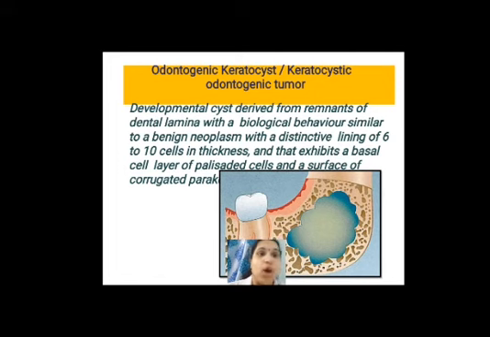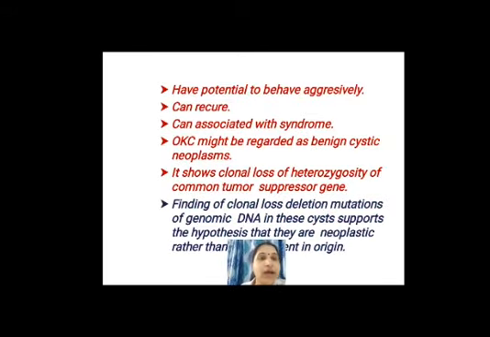Another most common developmental odontogenic cyst is called odontogenic keratocyst or keratocystic odontogenic tumor. It's a developmental odontogenic cyst derived from the remnants of the dental lamina. It has a biological behavior very similar to that of a tumor or a benign neoplasm. And it is a cyst which has the potential to behave aggressively. Recurrence rate is more. It is more commonly associated with syndromes.